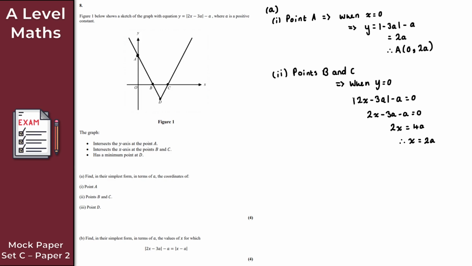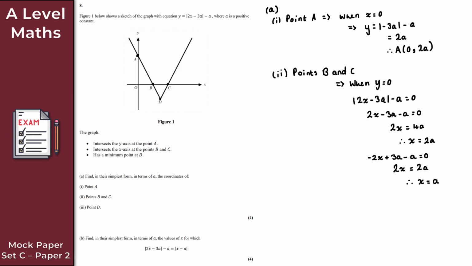And then we also have the negative part of the modulus function. So rather than it being 2x minus 3a, this would be minus 2x plus 3a. That's the negative argument of the modulus function. This one was the positive argument. So I get minus 2x plus 3a minus a is equal to 0. So minus 2x plus 2a is equal to 0. In that case, 2x is equal to 2a. Just divide both sides by 2, so x here is equal to a.